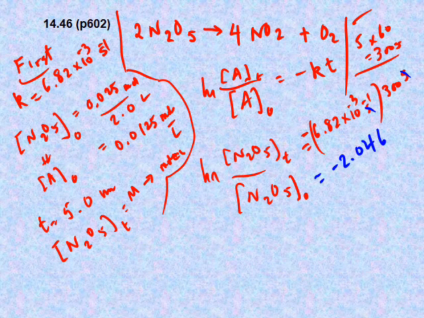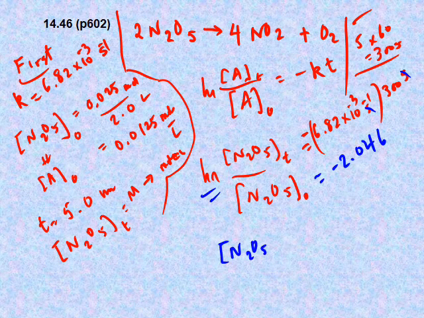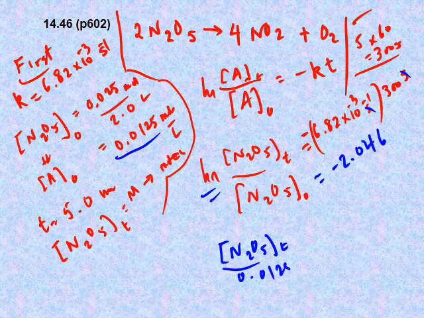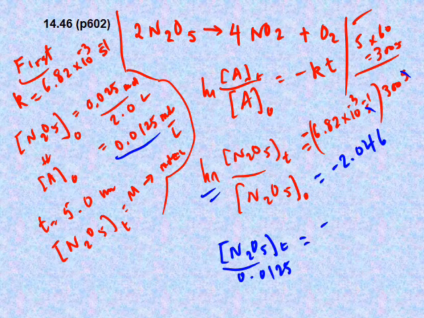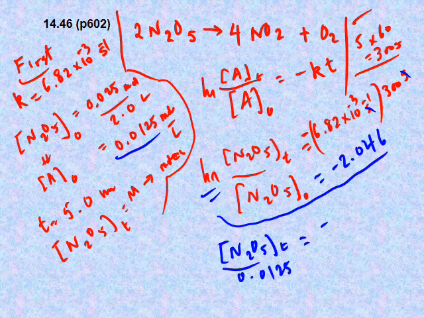Now, I'm assuming that all of you have scientific calculators, so take the inverse log, or second function of ln, which is e to the power x. So that gives me N2O5 at time T divided by N2O5 initial, which we already know, 0.0125, and that's equal to... now I took the inverse, or second function of ln, and that gives me a value of 0.129.